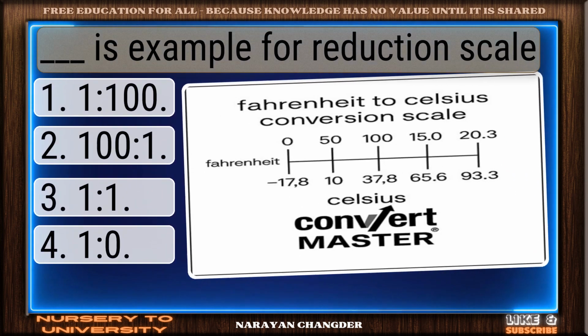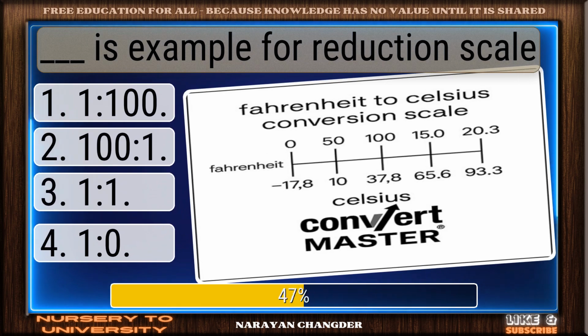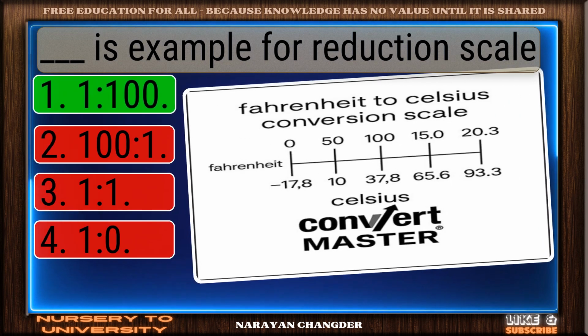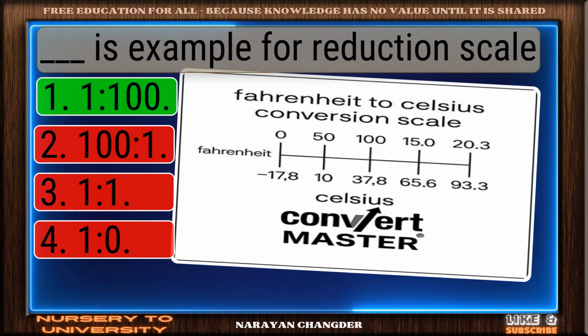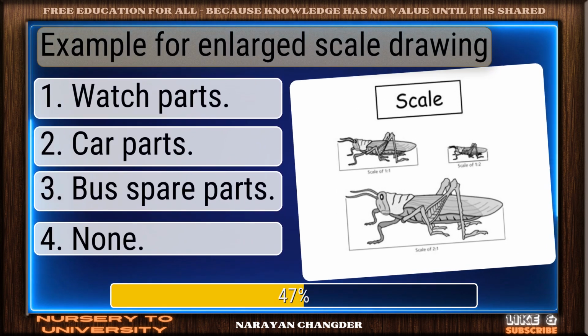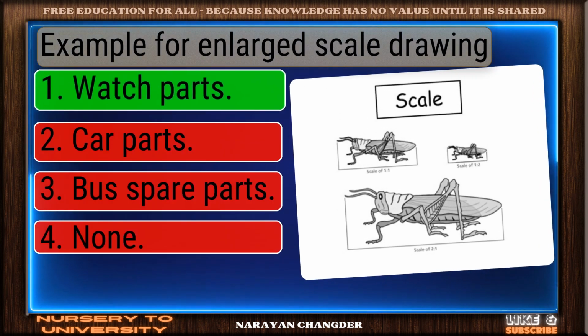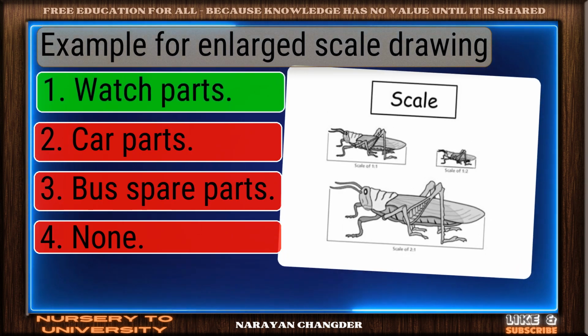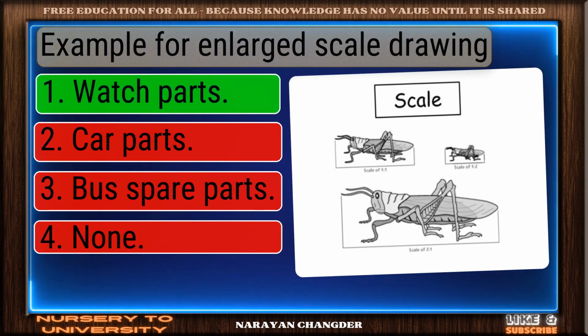Dash is example for reduction scale. Nice selection. 100 is the correct and valid answer. Example for enlarged scale drawing. Sharp thinking. Watch parts is the right choice.